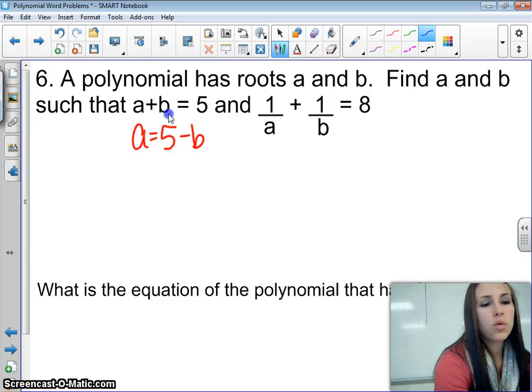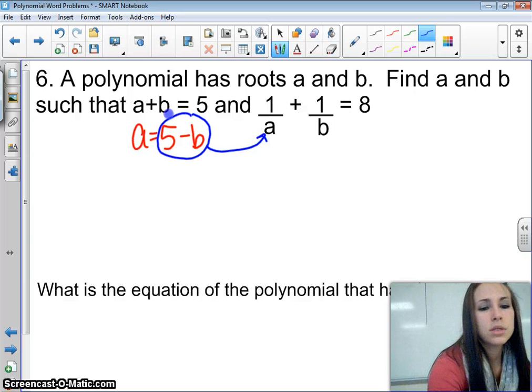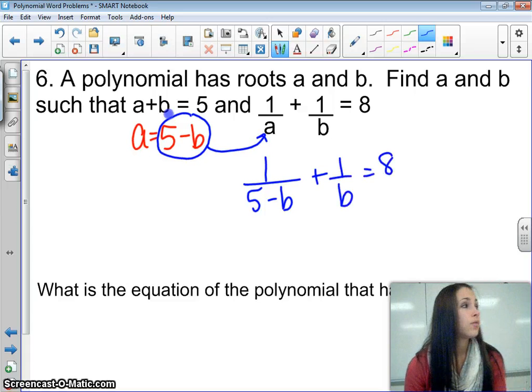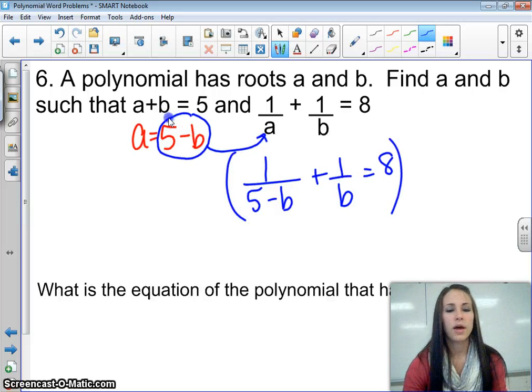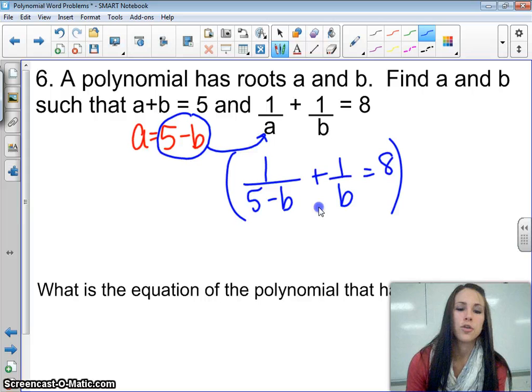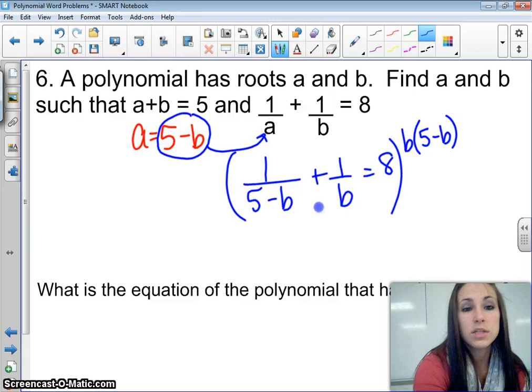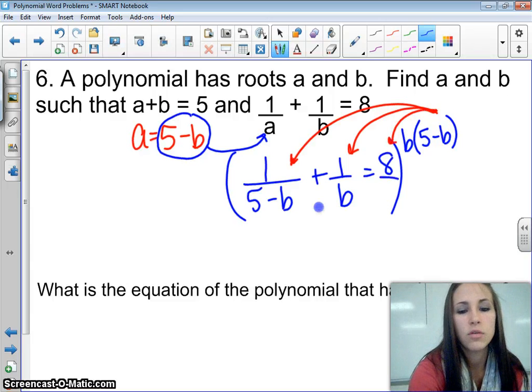And so then I'm going to take what I just solved for a and I'm going to plug it into the second equation where a is. So this is going to be 1 over 5 minus b plus 1 over b equals 8. Now this should look real familiar because we just solved those in our first couple of lessons. So the way that we solved this, we said the easiest way was by finding the common denominator, what that common multiple would be for these two factors. So I would need to multiply this by b and 5 minus b. And I'm going to give it to each one of the terms. So to there, and to there, and this is like an 8 over 1.